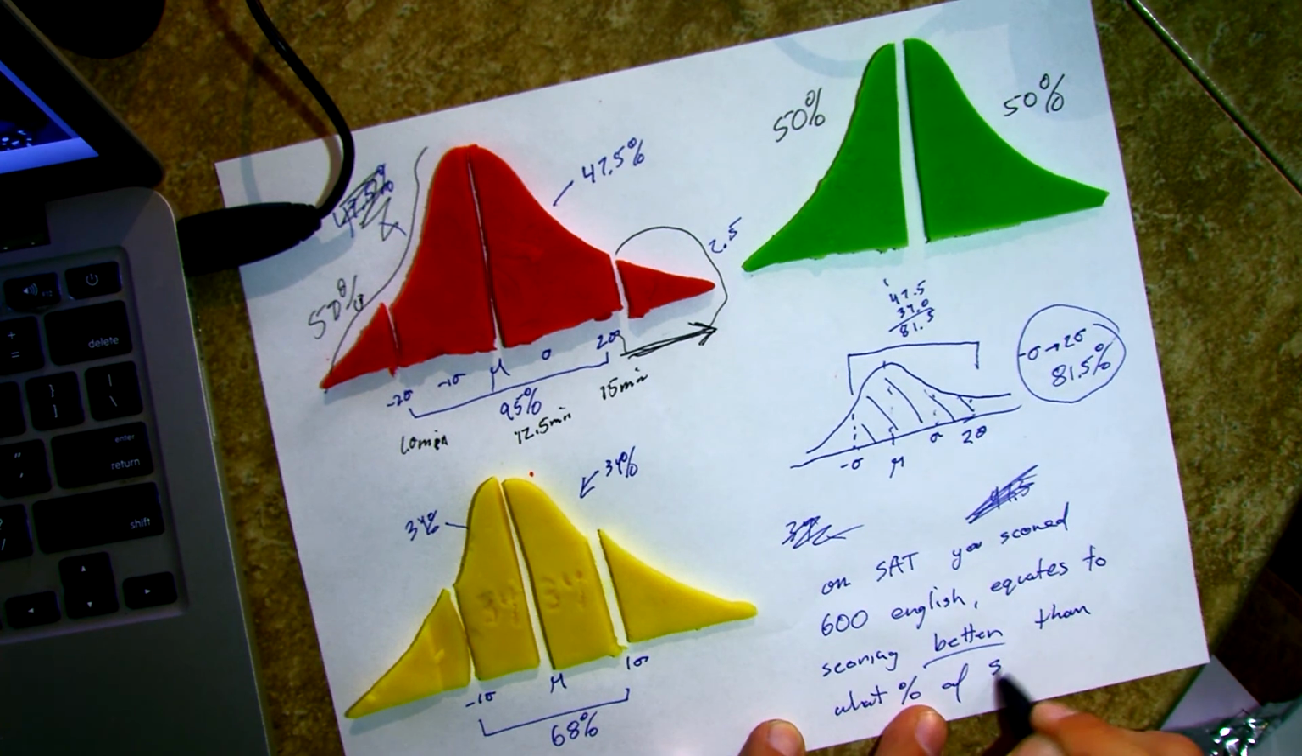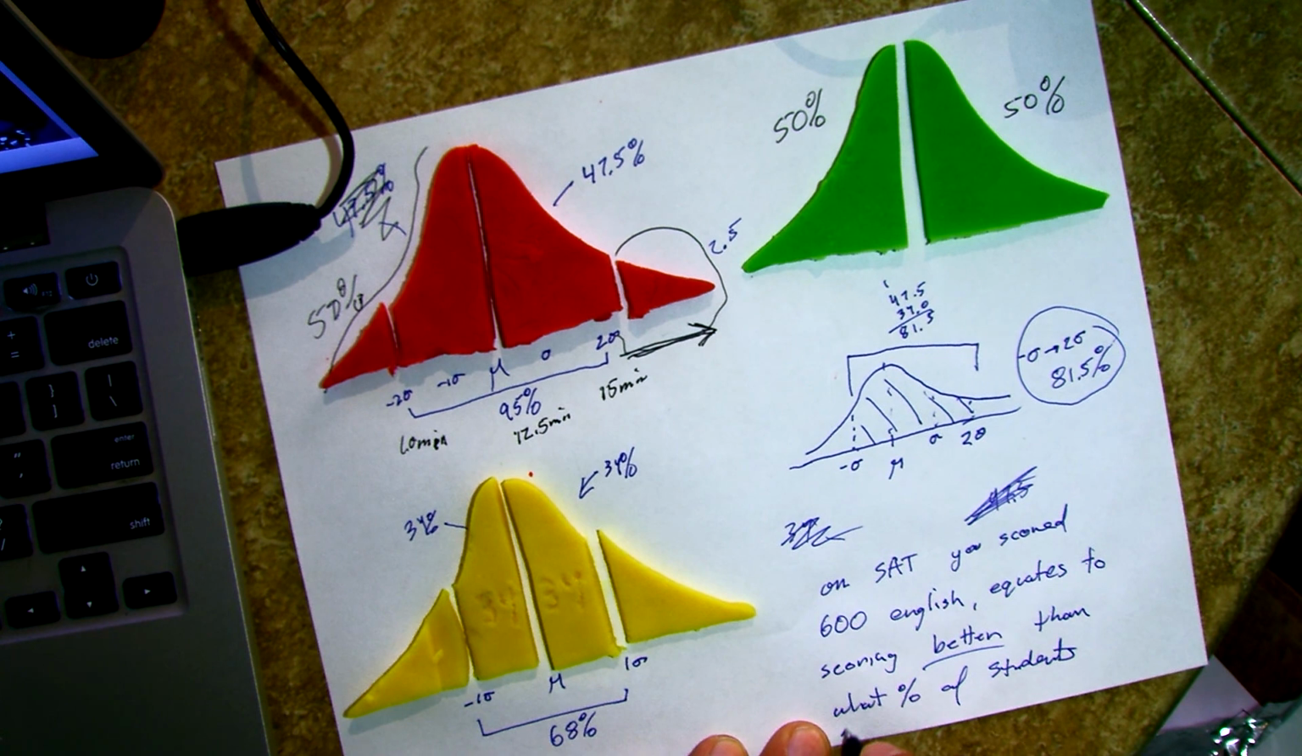Okay, so let's also put that our mu is, okay, let's just make it, it's not perfect. Our mu is going to be 500, right? And our SD, our standard deviation, we're going to say is 100.